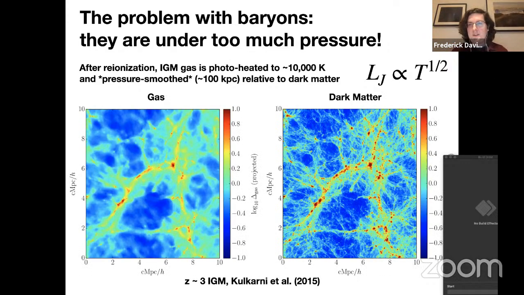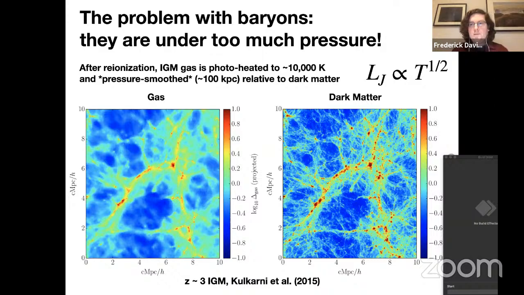This is what the situation looks like at redshift 3, where the Lyman alpha forest is well studied. While the dark matter distribution is highly clumped and has this lovely network of filaments, the gas distribution is a lot smoother. So when people try to infer the nature of small scale structure from the Lyman alpha forest, they have to fight through this haze of baryons being pressure smoothed, with a lot of forward modeling.